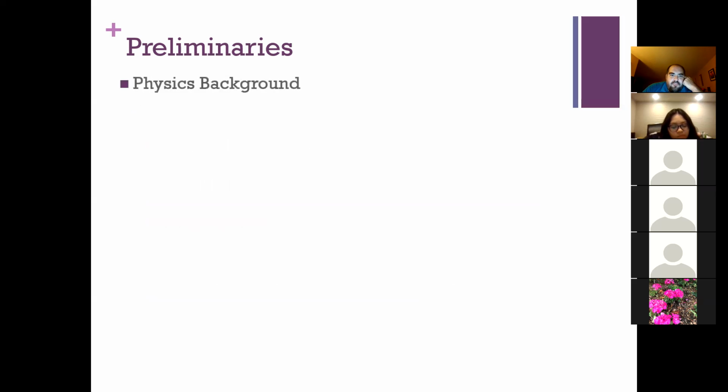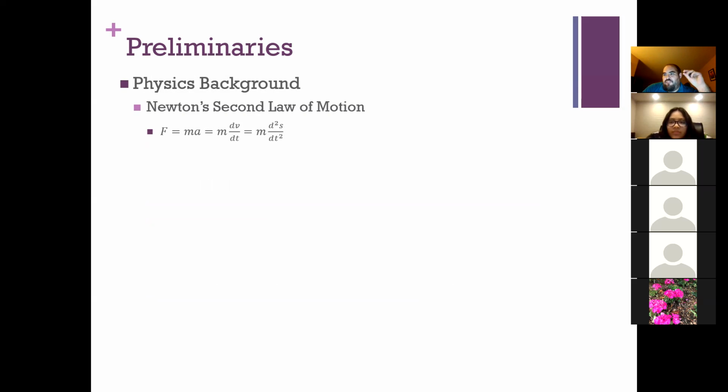Right, so a little bit more diving into the physics here. Newton's second law of motion, which I'm fairly certain you've all seen in some form, basically says the total force on an object is equal to its mass times its acceleration. And I've also included here some more calculus-friendly representations of that.